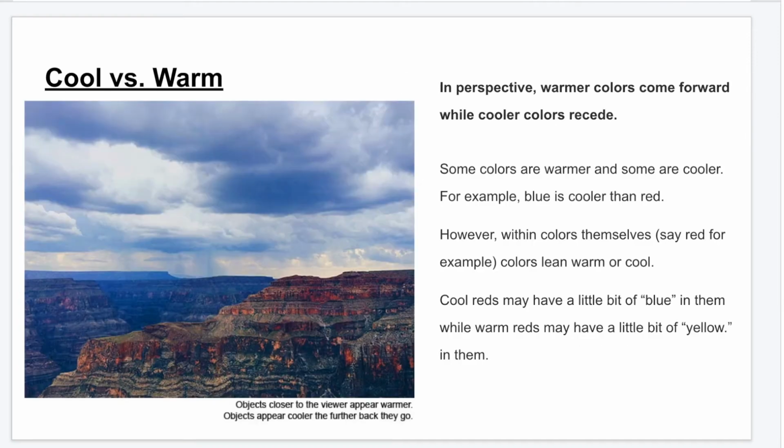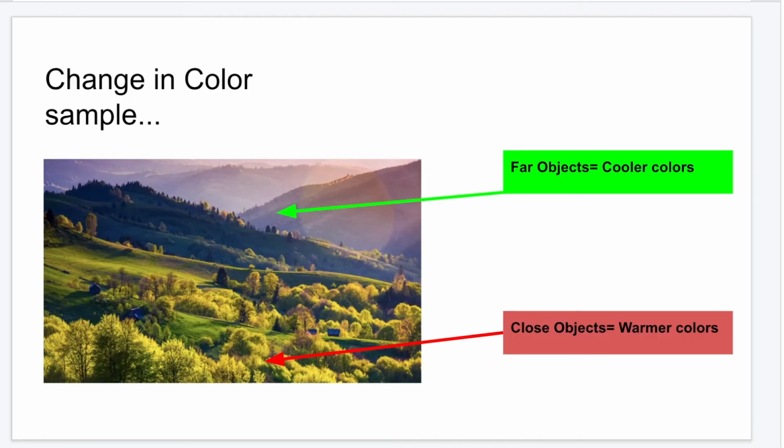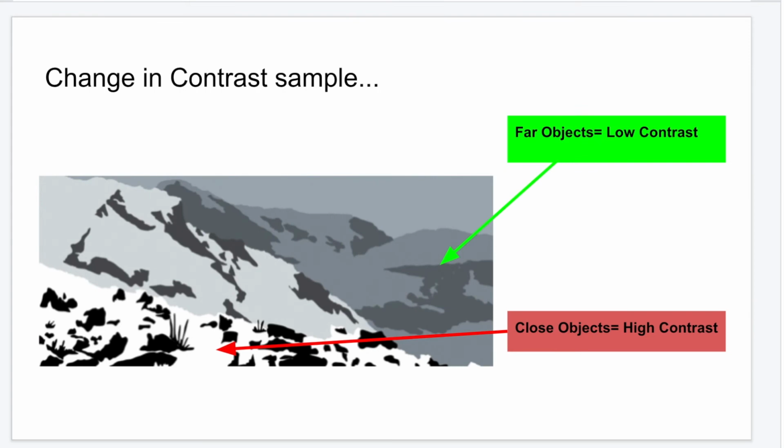but it is visible even at night and underwater. Cool and warm is important to note because warm colors come forward at us and cool colors go back in space. So color can help us create an illusion of depth in our paintings. Here's an example of a reverse color perspective, however, which could happen when the sun is setting and the light is shifting. Here's a change in color sample as well, and a change in value sample, a change in contrast sample.